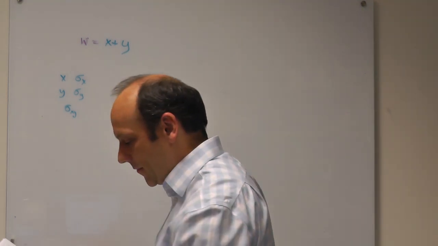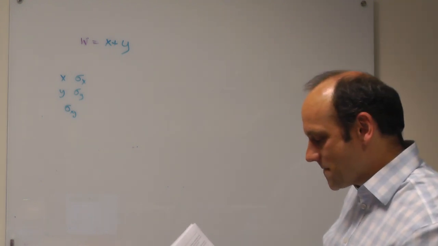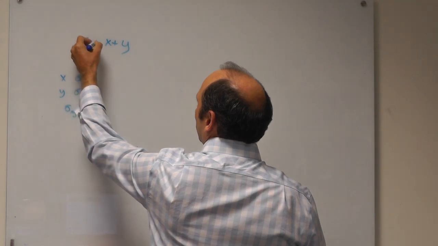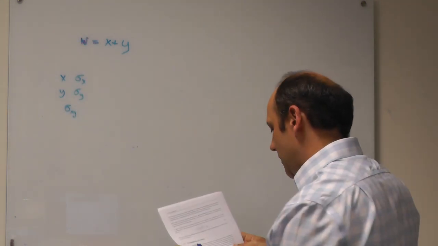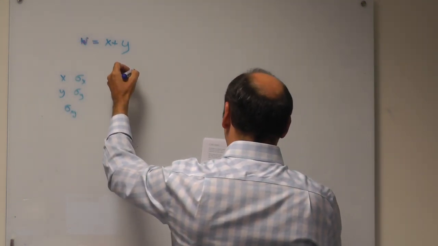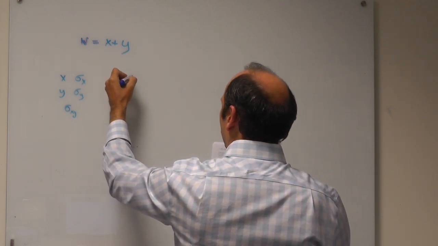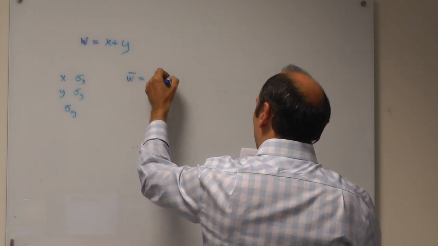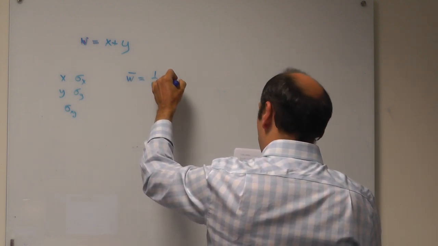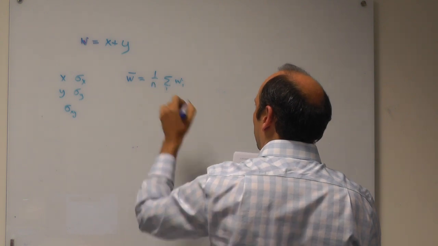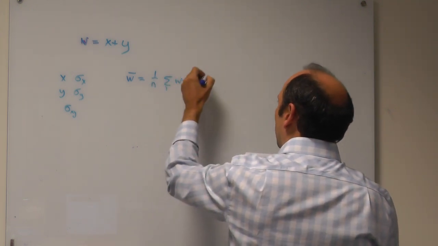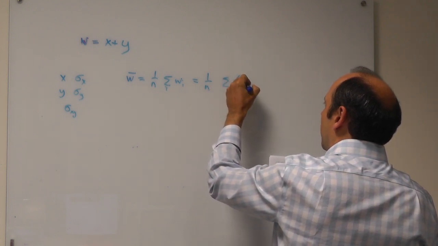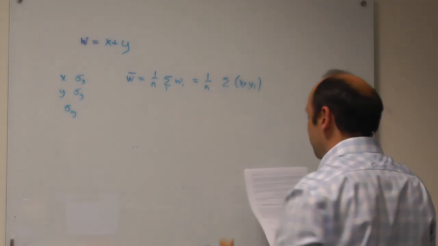So we'll define that, having defined that. Now, let's think about the mean of our function w. So we've got our function w, x plus y. So the mean of w is going to be given in the following way. The mean of w is going to be 1 over n times the sum of w over i. And we can expand out w: 1 over n times the sum of x plus y, xi plus yi.